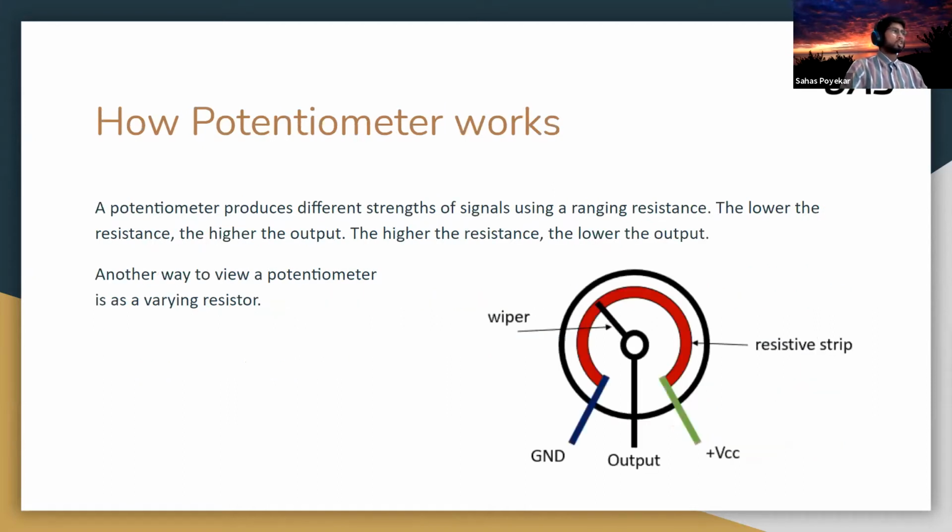So how does the potentiometer work? A potentiometer will produce different strengths of signals by using a ranging resistance. So the lower the resistance, the higher the output. The higher the resistance, the lower the output.